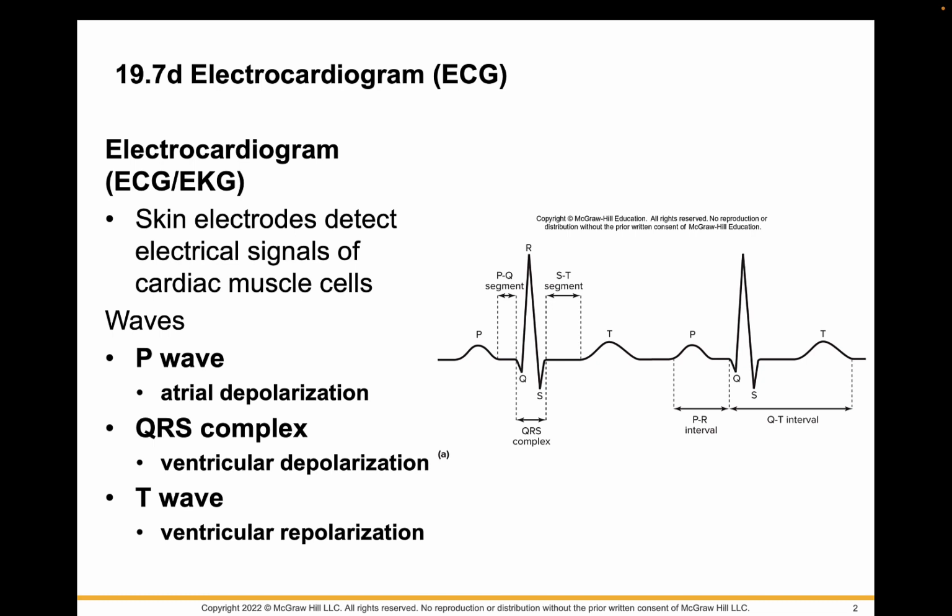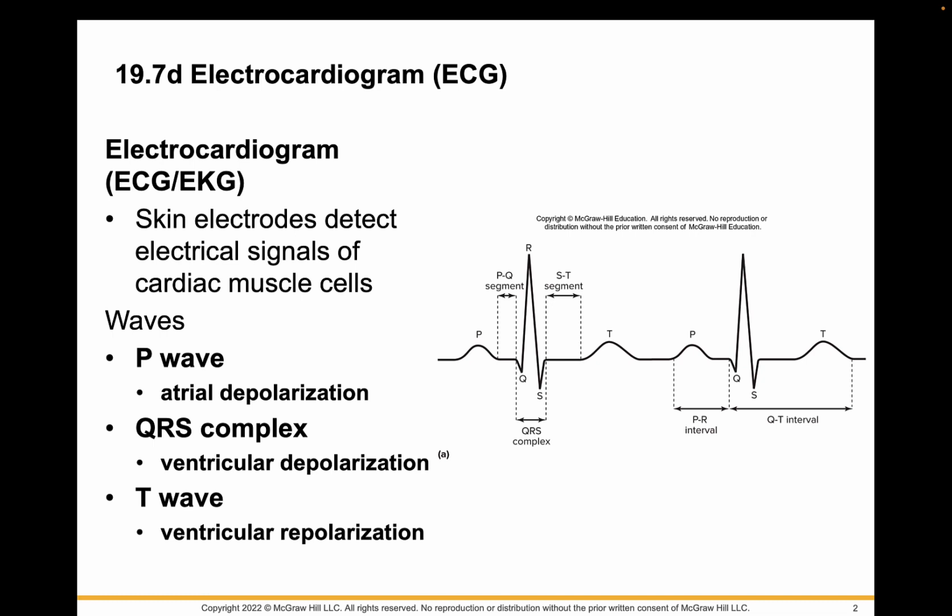Please note what we really are looking at is a moving graph. The x-axis is time, and the y-axis is electrical activity measured in millivolts. And here we can see that there is a significant difference in the amount of electrical activity being measured when the atria depolarize versus ventricular depolarization. I hope this makes sense because we know that the ventricles are much more muscular than the atria, so they're going to be generating significantly more electrical activity.